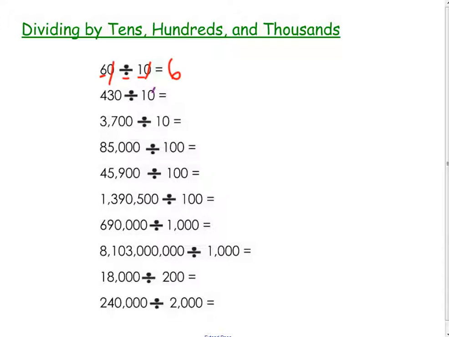Take 1 zero off the divisor, take the same amount of zeros off the dividend, and divide what's left over. So you have 43 and 1 left over. So 43 divided by 1 is 43.